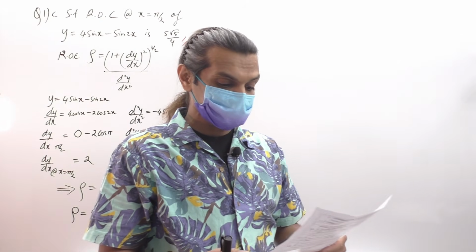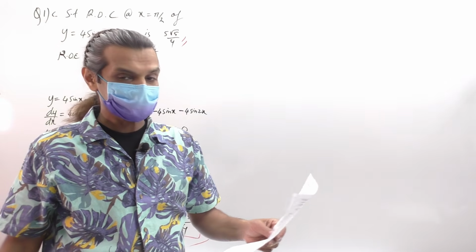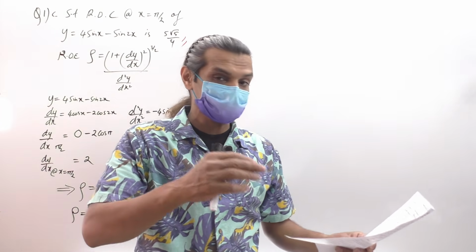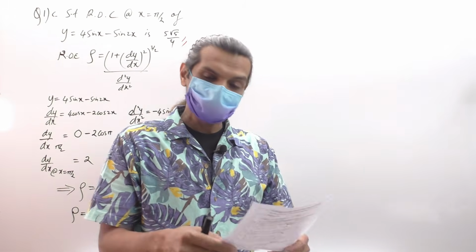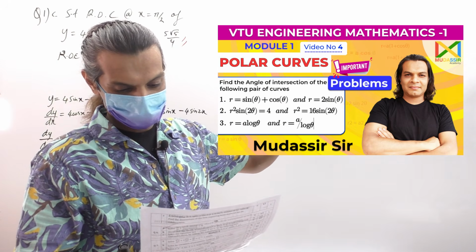Find the angle of intersection of the curves r square sin theta is equal to 4 and r square is equal to 16 sin theta. Very important question from angle of intersection. So we need to find phi 1 then phi 2, and subtract them. This problem also I have solved, so please do refer to the link in the description.